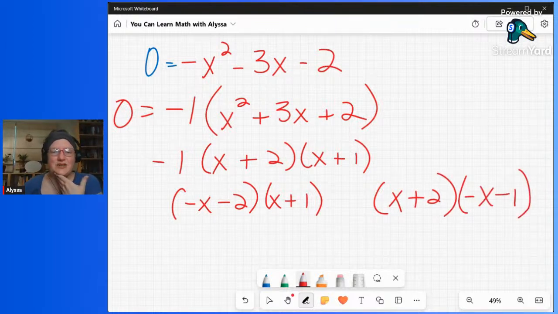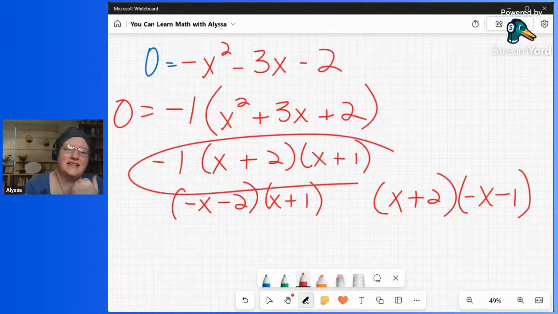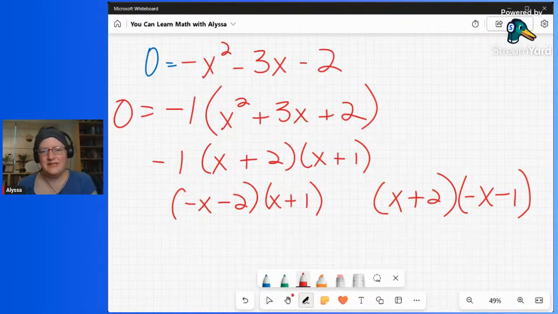And that depends on your teacher, how they want you to present it. Me, I like it like this. I think it's clean, simple, easy. The -1's out front. That's it. But do what your teacher tells you to.